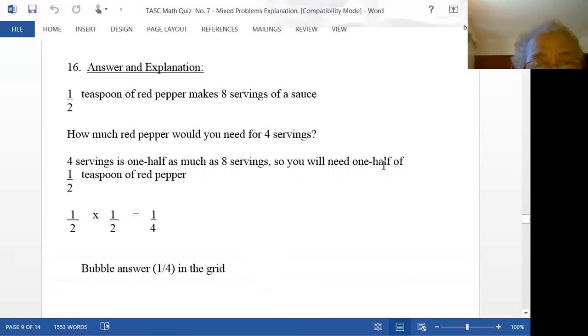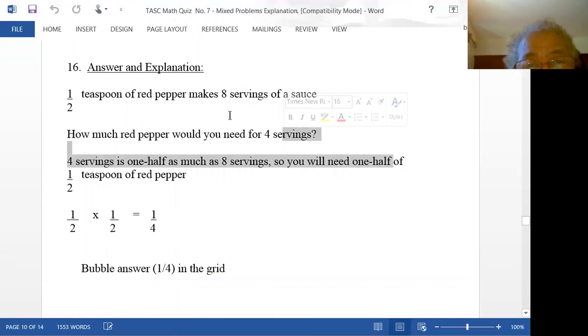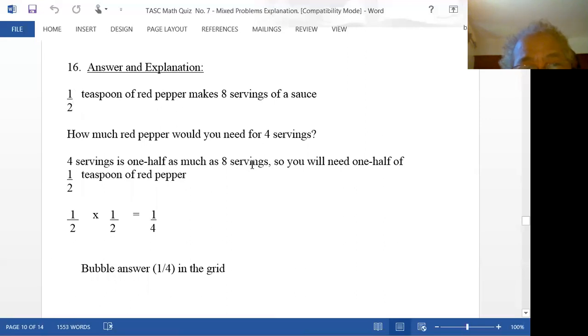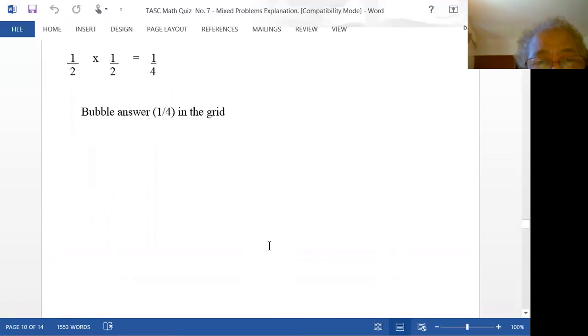Well, it's nice and neat the way they gave this problem, because 4 is half of 8, right? 4 is half of 8. So if 4 servings is 1/2 as much as 8, that means you have 1/2 as much as 1/2 teaspoon. So 1/2 times 1/2 is 1 over 4. Numerators times numerators, denominators, 2 times 2 is 4. So the answer is 1/4.